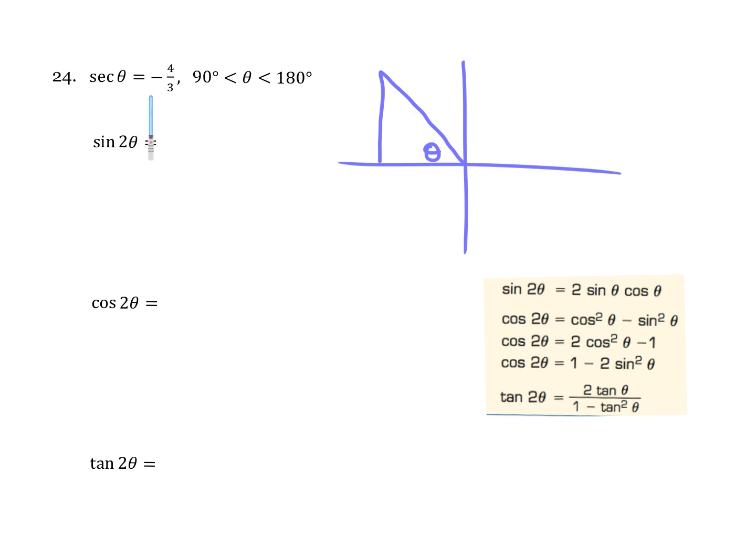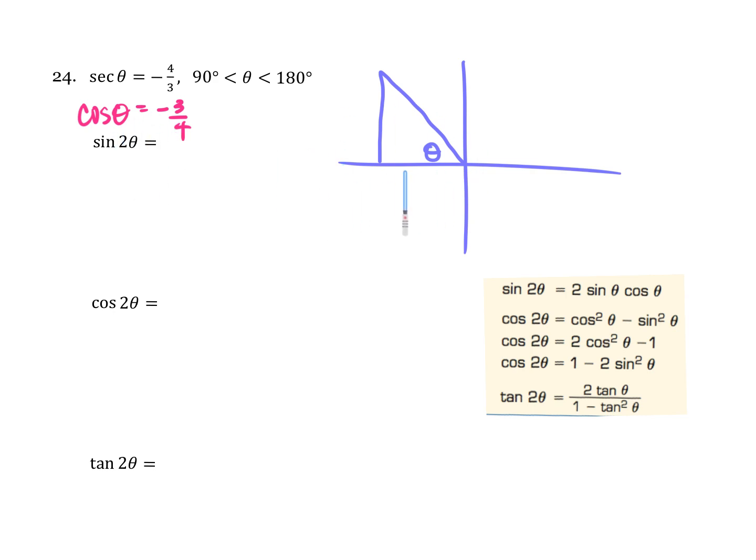If they said the secant is negative 4/3, what's the reciprocal of secant? Cosine. So if I were you, I'd write underneath that the cosine is just going to be negative 3/4. Let's see why. Secant and cosine are reciprocals. If secant is negative 4/3, cosine is going to be the flip of it, negative 3/4. Let's go put that on our triangle now.